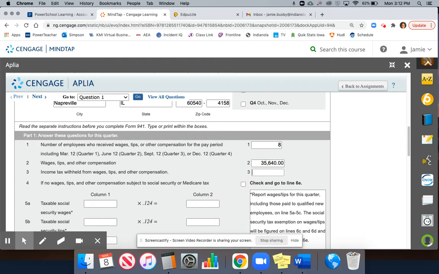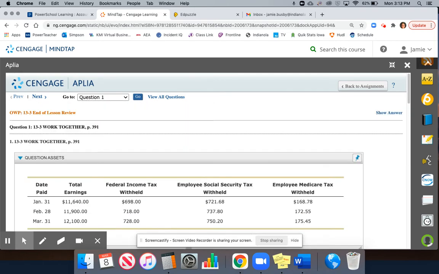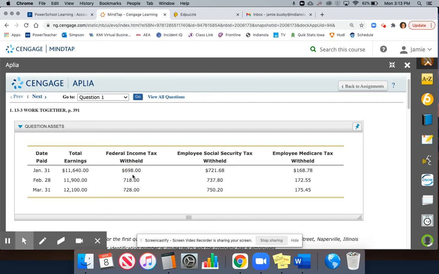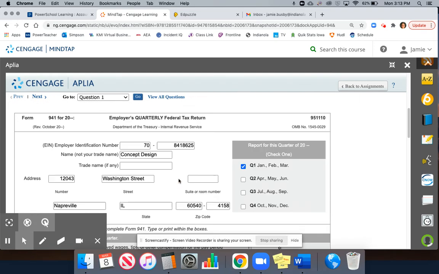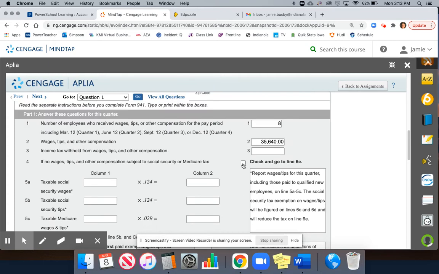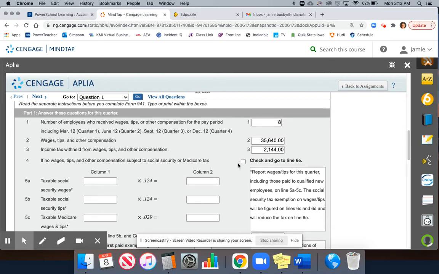Next, line 3, it says the income tax withheld. Income tax withheld, if we come up here, we add the 3 months together. After adding those 3 federal income taxes together, we have withheld $2,144. So far, everything has come directly from the instructions. Now moving on to line 5.